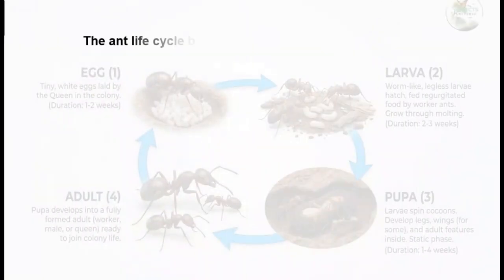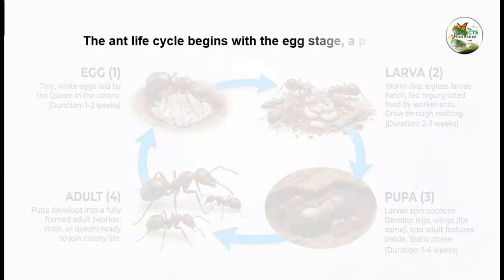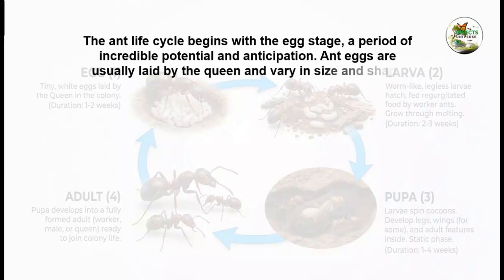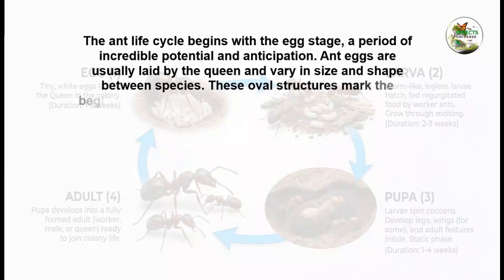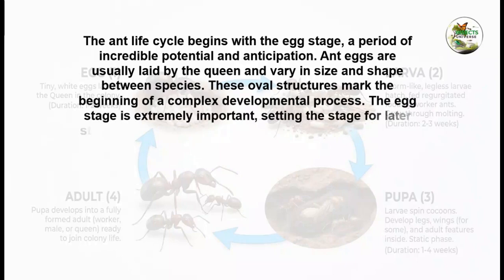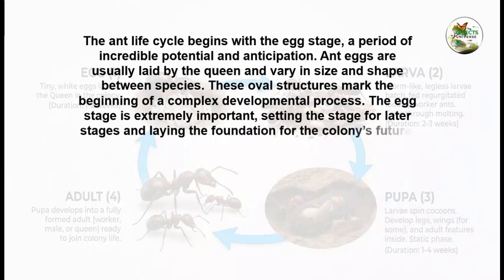The ant life cycle begins with the egg stage, a period of incredible potential and anticipation. Ant eggs are usually laid by the queen and vary in size and shape between species. These oval structures mark the beginning of a complex developmental process. The egg stage is extremely important, setting the stage for later stages and laying the foundation for the colony's future.